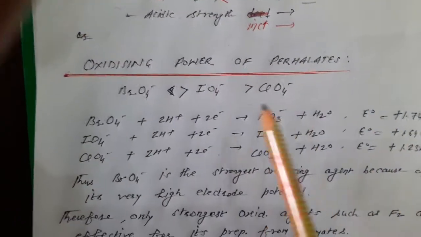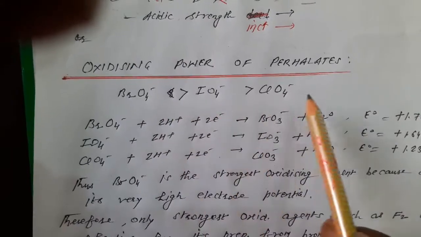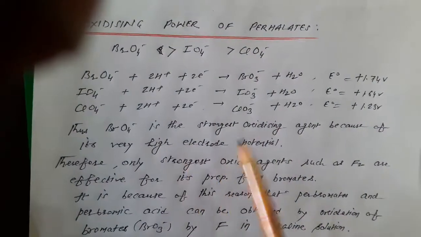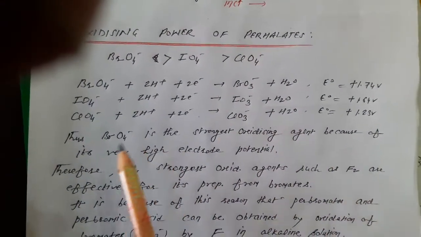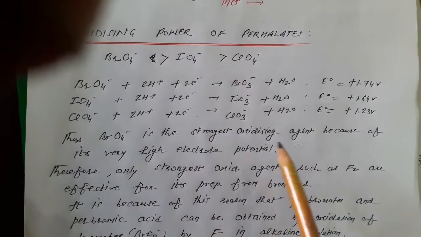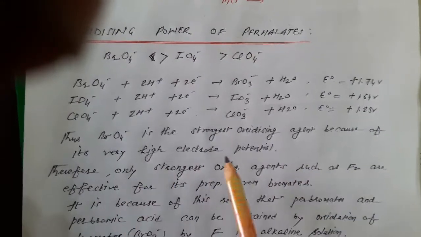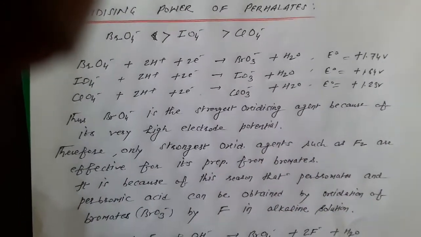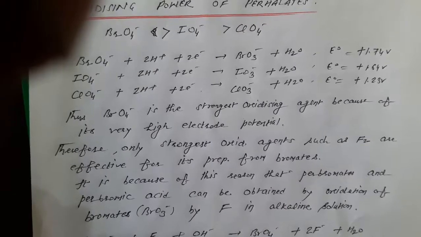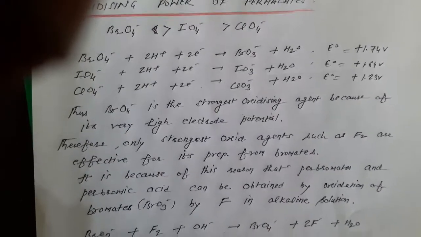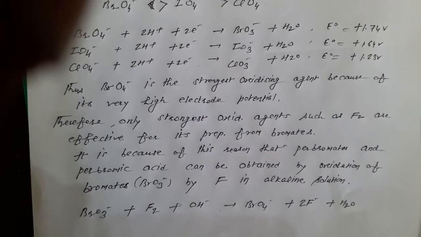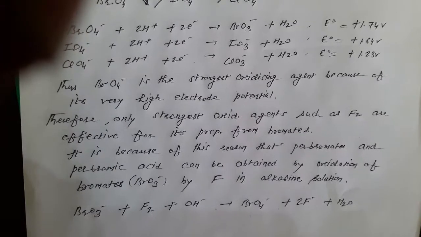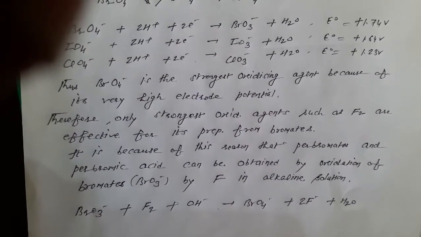Oxidizing power of perhalates. So these are the perhalates: bromate, iodate and chlorate ions. This is the order. So why is this the order? This order is based on the reduction potential value. Thus BrO4 negative is the strongest oxidizing agent because it has a very high electrode potential value. Therefore only the strongest oxidizing agents such as fluorine are effective for its preparation from bromates, and it is because of this reason that perbromate and perbromic acid can be obtained by oxidation of bromates by fluorine in alkaline solution, as you can see in the reaction.